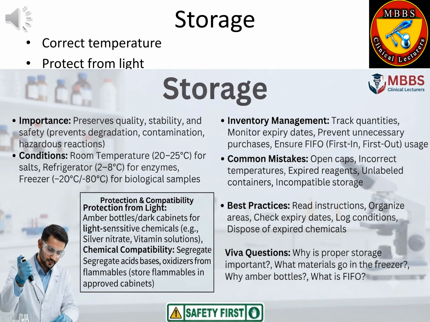Common storage mistakes: leaving bottle caps open, storing chemicals at incorrect temperatures, using expired reagents, failing to label storage containers, placing incompatible chemicals together. Best practices: always read the manufacturer's storage instructions. Keep storage areas clean and organized. Check expiry dates regularly. Record storage conditions in laboratory logs. Dispose of expired chemicals safely according to institutional guidelines.